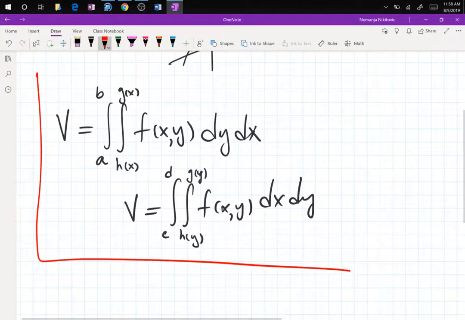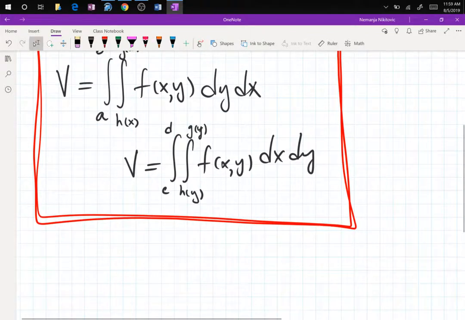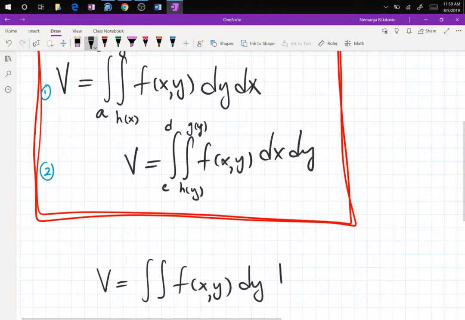So this is the new setup, and our region is no longer a rectangle. You can call them number 1 and number 2, it's just dy dx or dx dy. I'm going to pick number 1 to explain certain things, and then we just need to do problems.